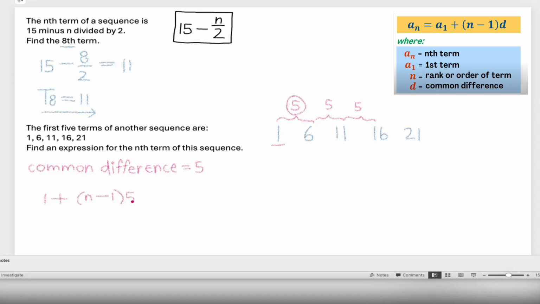Now let's expand the brackets. So it's 1 plus 5 times n is equal to 5n. 5 times negative 1 is equal to negative 5. So that means the nth term is equal to 5n minus 4.